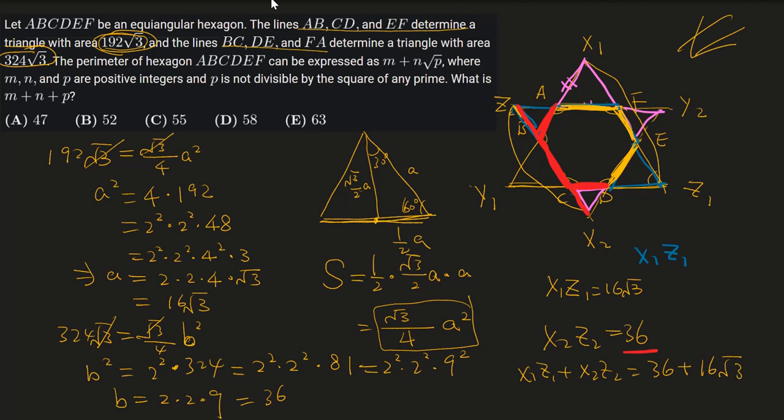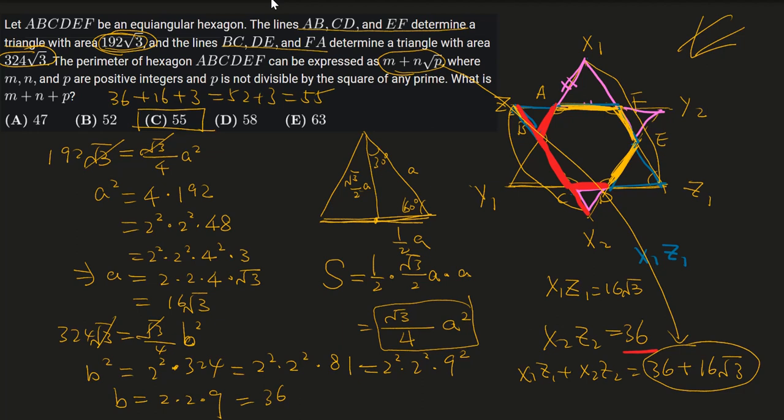If we compare this format with this result, we'll know that m equals 36, n equals 16, and p equals 3. Therefore, the sum equals 36 plus 16 is 52, plus 3 equals 55. Therefore, C is our choice.